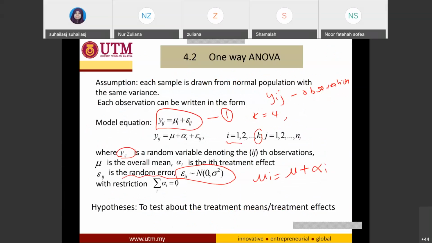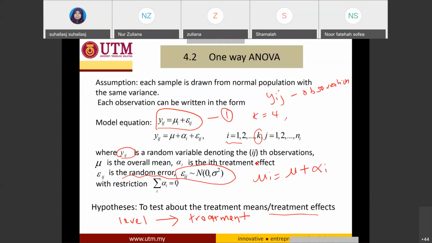Okay. So number of level, it's the same thing if we call this one as treatment. Number of level, kalau kamu nak sebut sebagai number of treatment pun sama. So that means you can have i equals 1, 2 up to k. Number of treatment is k. Let's say number of treatment is 4 ataupun number of level is 4. So it's the same thing to test about the treatment mean ataupun kita nak test for treatment effect.